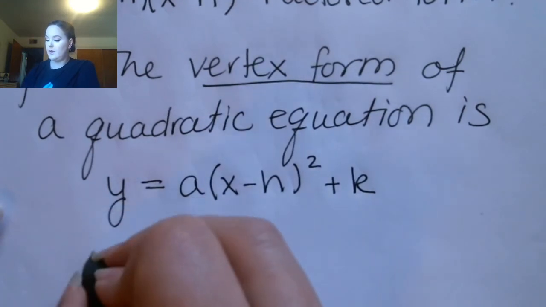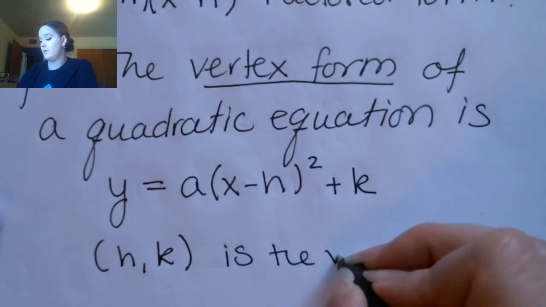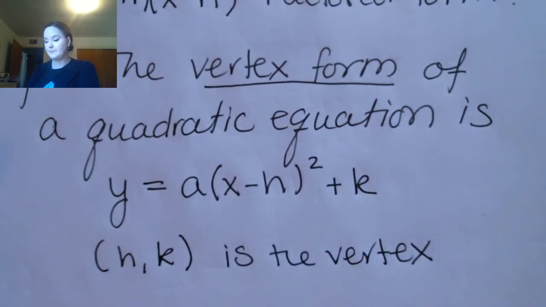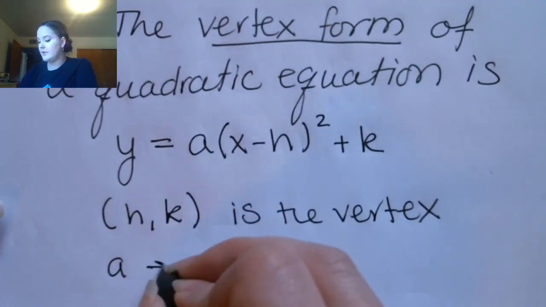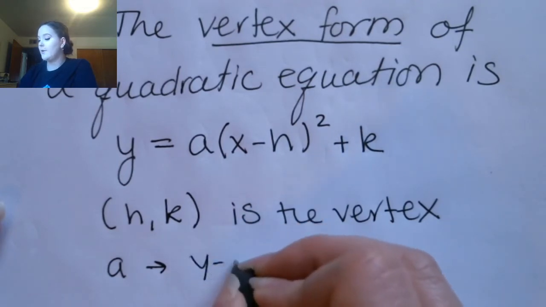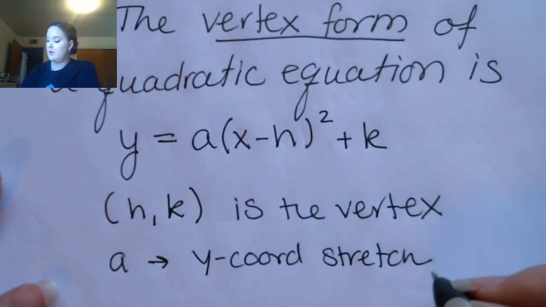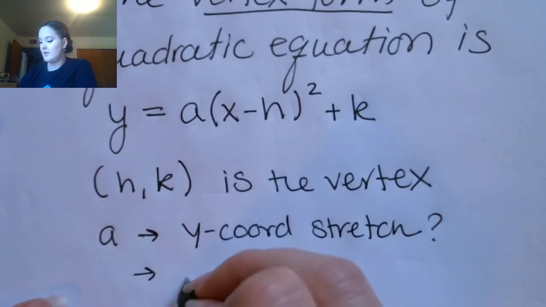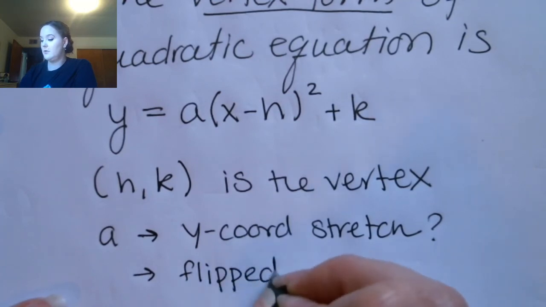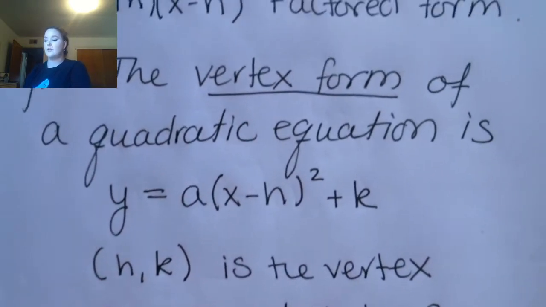Okay, so in this form, (h, k) is the vertex. And then this number a tells us about y coordinate stretching. Is there any, for example? And the other thing it tells us about is whether it's flipped. All right. So let's use the vertex form to graph a little bit.